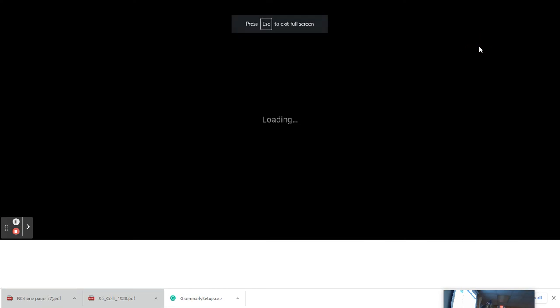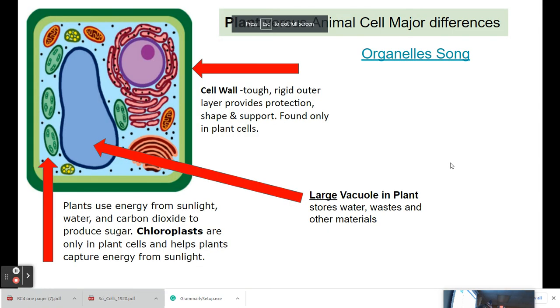So lastly, we're just going to summarize our plant versus animal cell and the major differences. So again, looking at the plant cell, we see that cell wall. It's that tough, rigid outer layer. It provides protection, shape, and support for the plant. Okay, next we see these chloroplasts. Plants use energy from the sunlight, water, and carbon dioxide to produce sugar. Chloroplasts are only in plants and help the plants capture energy from the sunlight.